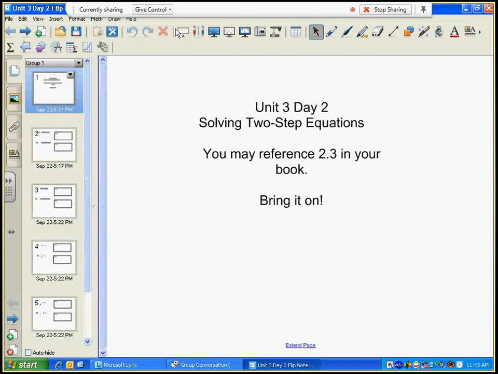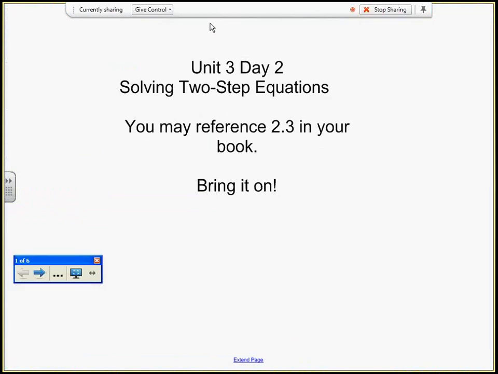Hey kids, today we're on Unit 3, Day 2. We're going to solve two-step equations. If you've got any questions about it in your book, you can reference section 2.3.